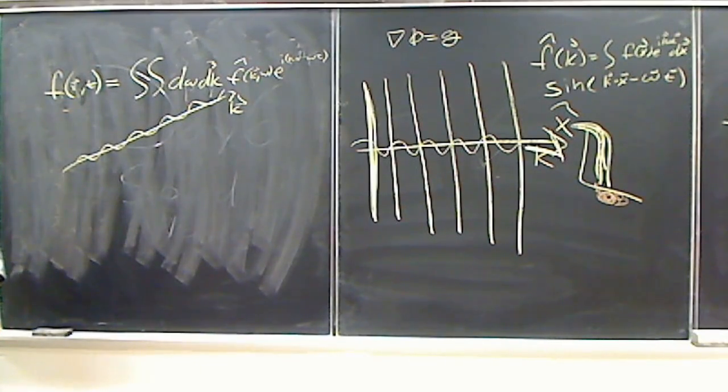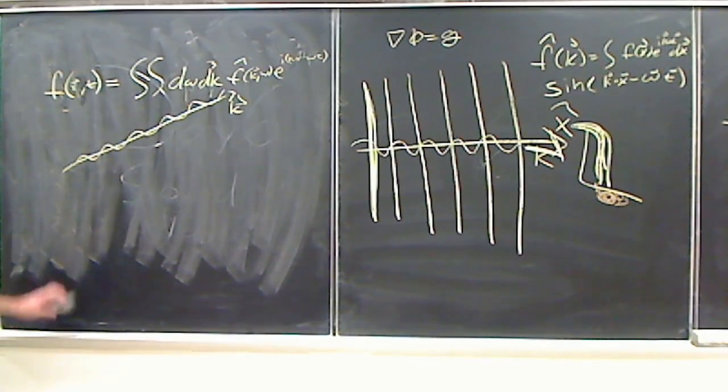We'll talk more about this in a second. But for the most part, I'm going to treat k like a scalar. x is a vector, k is a vector. They're dual to each other. But everything that we're going to do for the rest of this is going to be 1D. Okay. How am I on time? Good.